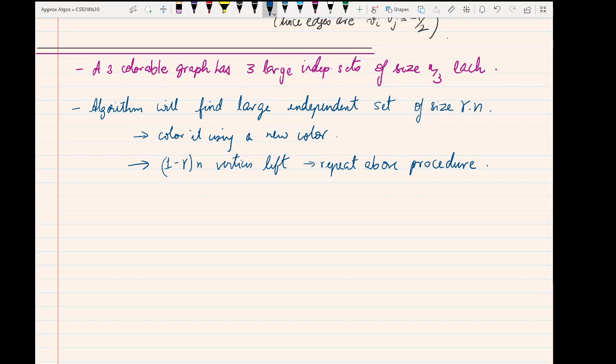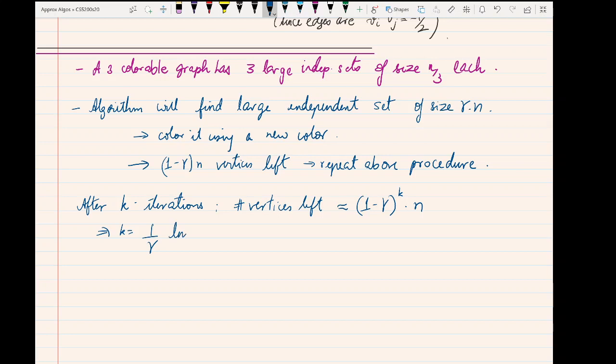In each of these steps, we are going to use the fact that the graph that we have at every point is three colorable. So what happens after k iterations? The number of vertices left looks like (1 minus gamma) raised to k times n, because we have only a 1 minus gamma fraction remaining at every iteration. So in approximately 1 over gamma times log n iterations, we have only one vertex left.